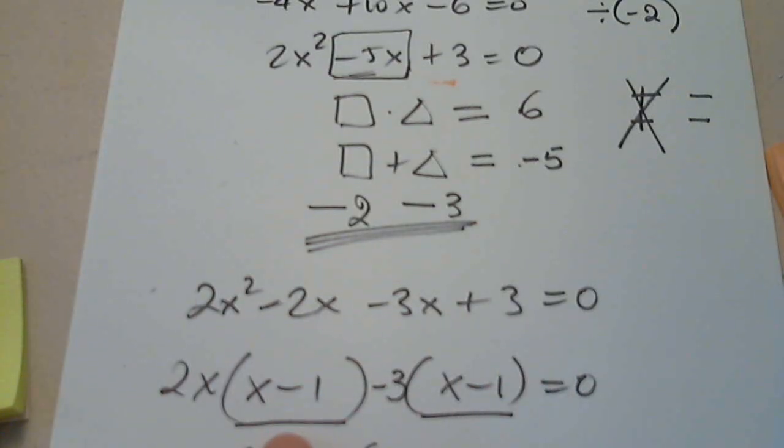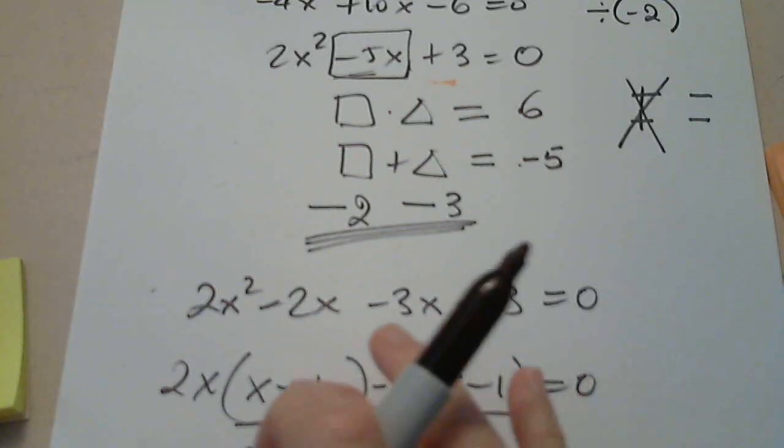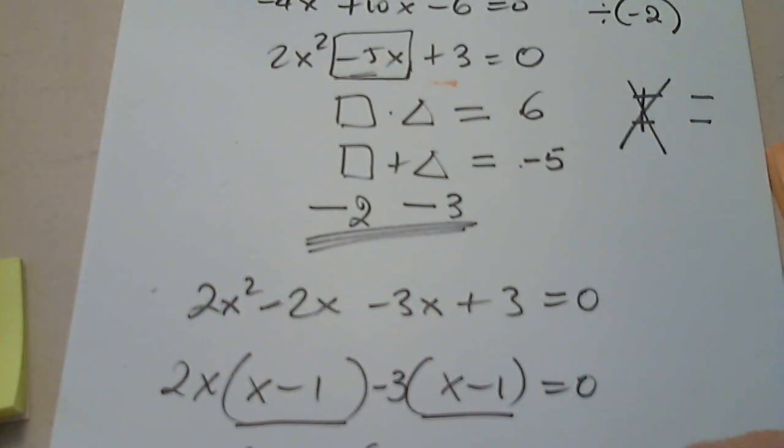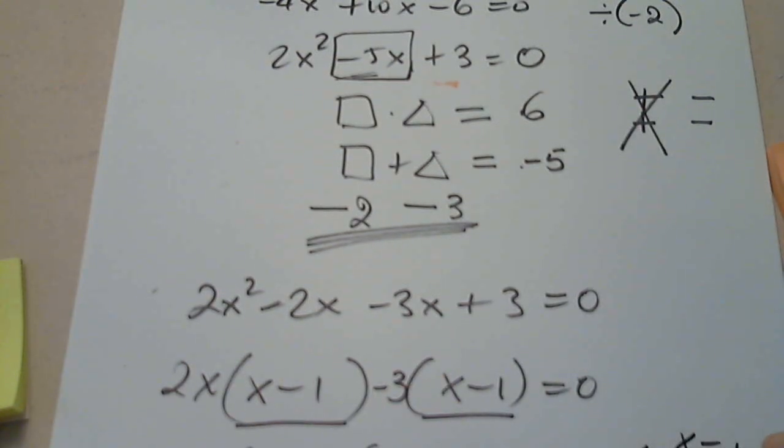You can rewrite it as 2x minus 3 times x minus 1. It's the same thing. But the common factor that we pull out is x minus 1, and then we are left with 2x minus 3. And from here we have x equals 1, and we have x equals 3/2.